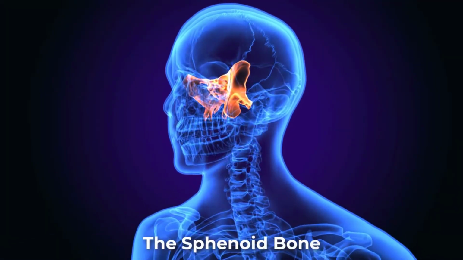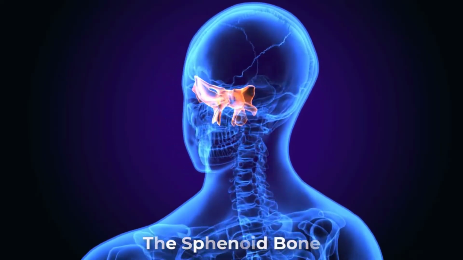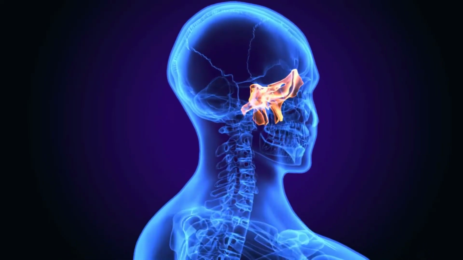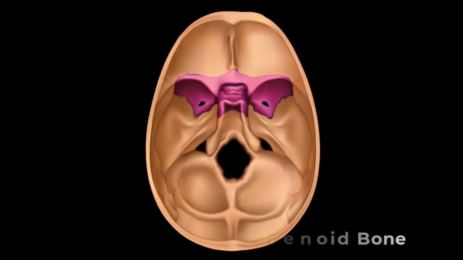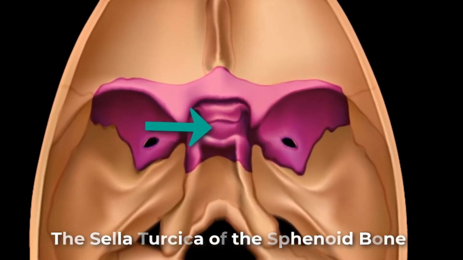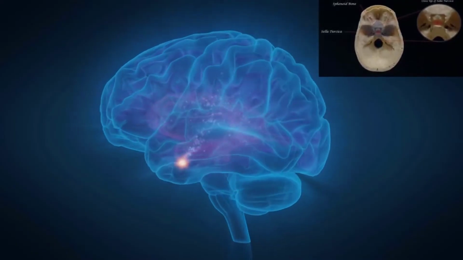The sphenoid bone is a single complex bone located at the center of the skull. It serves as a keystone bone because it joins with almost every other bone of the skull. The sella turcica is located at the midline of the middle cranial fossa. This houses the pea-sized pituitary gland.